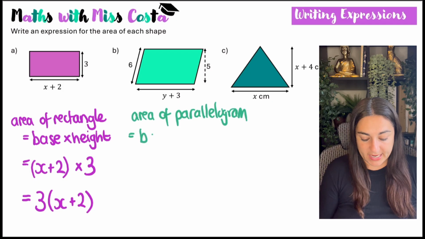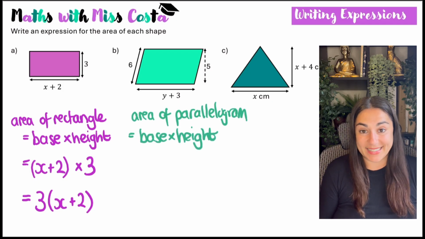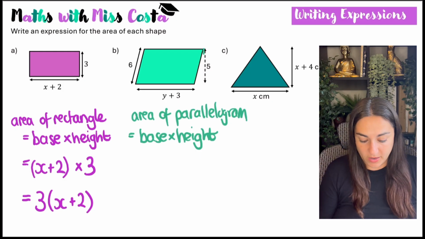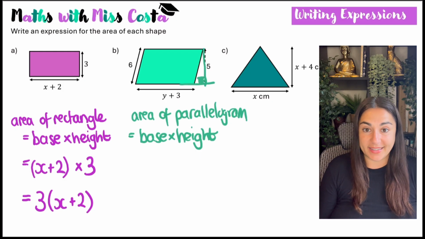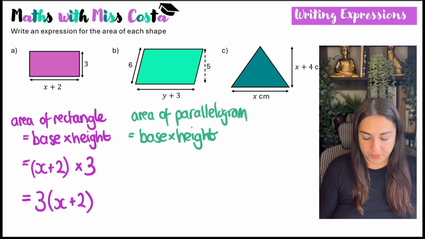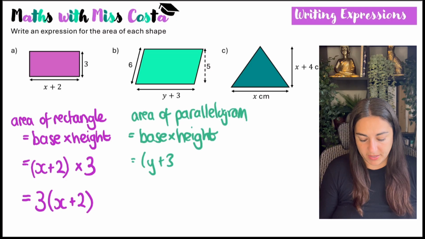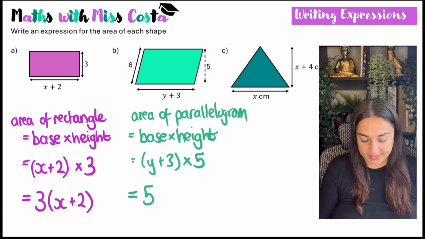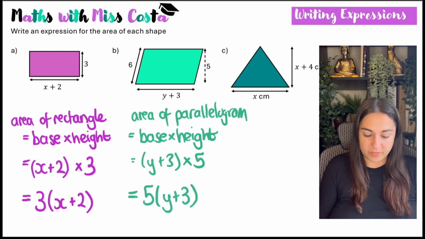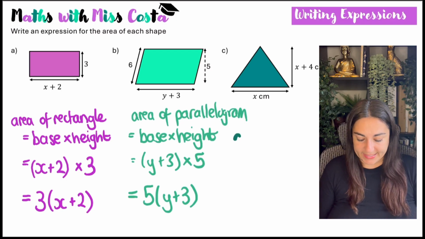I simply do base times height, and it's always the perpendicular height, so the straight up height where you can create a right angle with the base. So in this case it would be 5. So I'm just going to do the base, which is y plus 3, times by the height, which is 5. And because I'm going to have to write this in brackets, it's going to be 5 lots of y plus 3. Final one is a triangle.